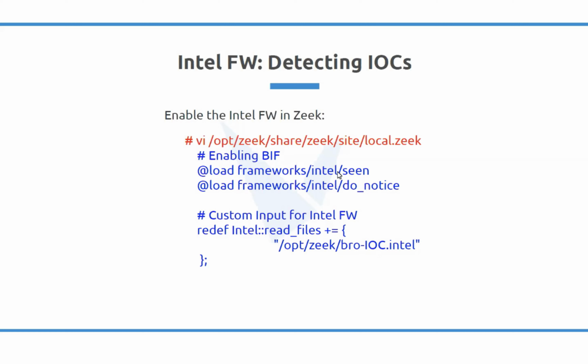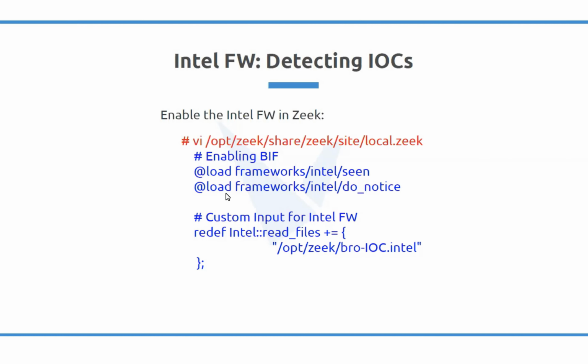If you load only Intel/seen, you are only going to get the event logged into the intel.log file corresponding to a hit for an IOC that you have loaded. But if you load do_notice as well, then there will be two entries for a particular hit. One will be in the intel.log file, and the second one will be in the notice.log file. So if you are just monitoring the notice log file and you don't care about intel, then you can just load do_notice and be done with it. But if you want it not to be logged in notice, but to be logged in intel, then you can go with the first one. You can have both enabled as well, and it is just going to create a duplicate record in notice.log in addition to the intel.log file.